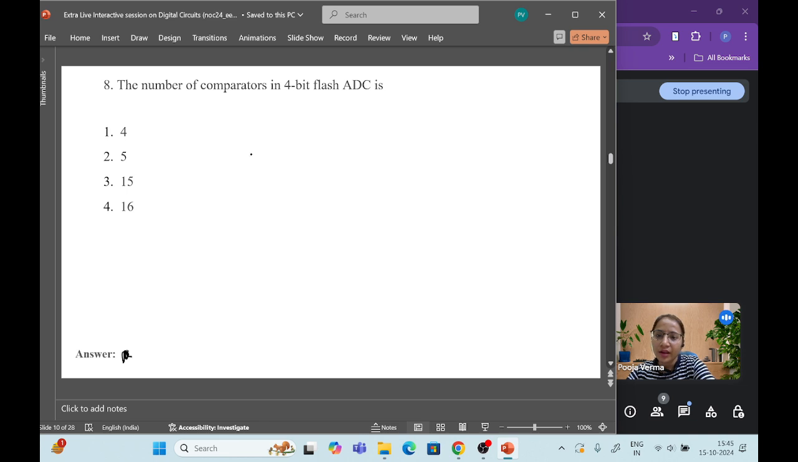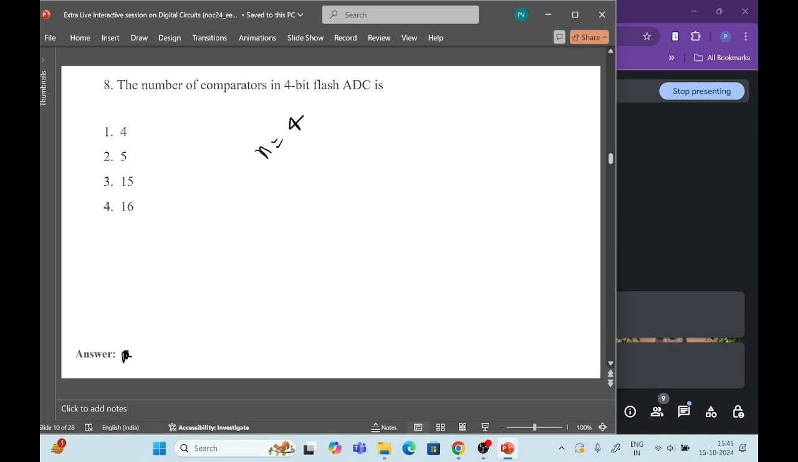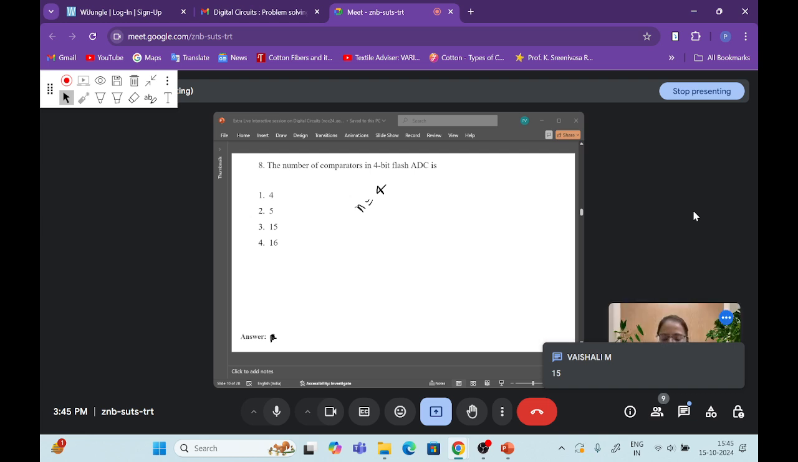Now the next question is also related to this same. Here n is given as 4, right? So how many comparators are required? Can you answer? Yeah, 15, right?